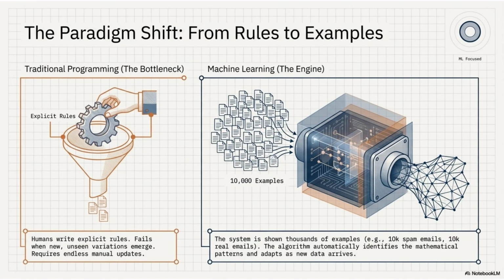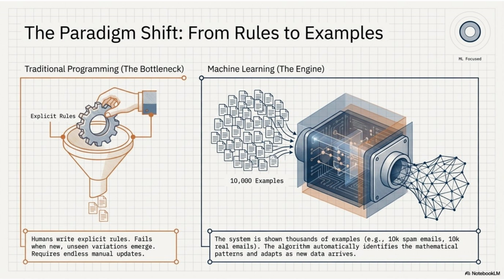Now, let's zoom into the paradigm shift that made everything else possible. On the left, you see traditional programming, what the slide calls the bottleneck. In the old days, humans wrote every single rule. If condition A happens, do B. If this email contains the word free and an exclamation point, mark it as spam. But that doesn't scale. New variations emerge constantly, and every time they do, a human has to manually write another rule. It's rigid, brittle, and requires endless updates.